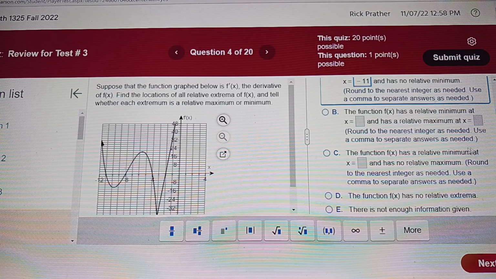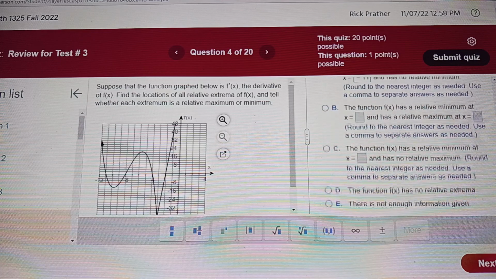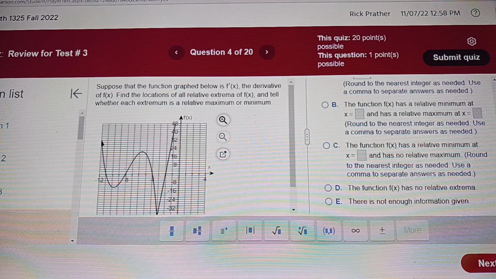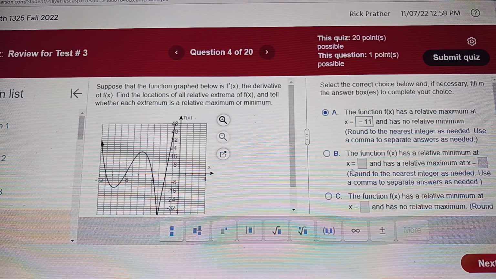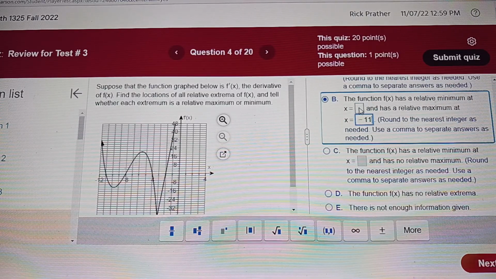I guess we need to read these boxes a little closer. Okay, so relative maximum, no relative minimum. Though that's not the answer. I need this one, I think. There's a relative maximum at negative 11. There's a relative minimum at negative 8.